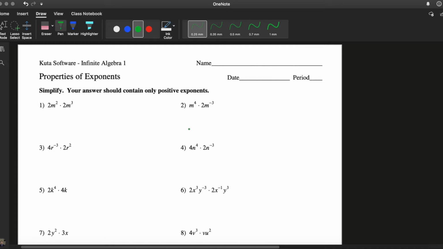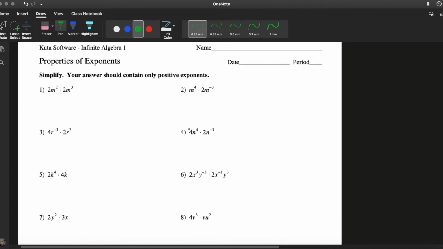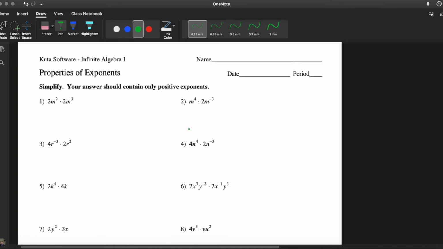And I want to go ahead and talk about these two worksheets that I gave you guys today. So properties of exponents. This is for practice, meaning it is not for a grade, okay? So you only have to do as much as you feel like you need, all right? The answers to these are on the board, so if you need to check it, go ahead and check it.